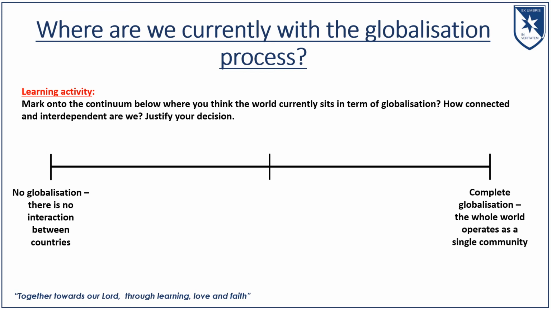Okay, so using all the information that we have gained this lesson, I would like you to draw this continuum that you can see here on this slide onto your piece of paper. And what I would like you to do is to mark onto the continuum where you think the world currently sits in terms of globalisation. So how connected and interdependent with other countries are we? So just mark onto it where you think we are. And then what I want you to do is justify your decision. So just write a few sentences to explain why you have put your marker where you have put it onto the continuum.